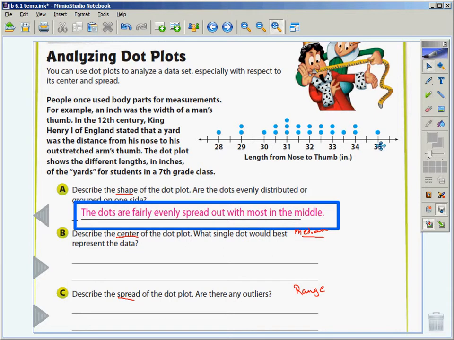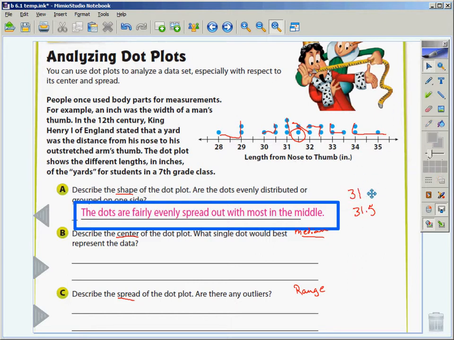Describe the center. Because this is a dot plot, how can I find the middle? Taking them off one by one, from the outside to the inside. And I'm going to kind of take them off in groups. There's 3. There's 3. There's 3 more. There's 3 more. There's 3 here. There's 3 here. And if I take 2 more off, where's the center? 31.5. Where did most of them occur? Most, or the mode, was at 31.